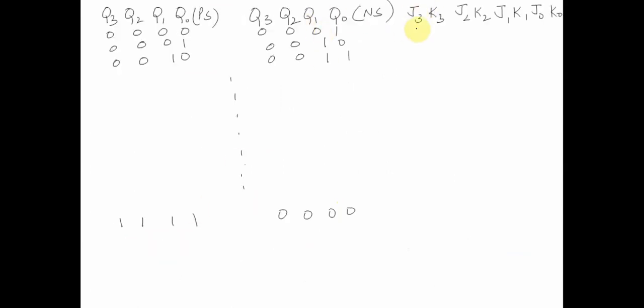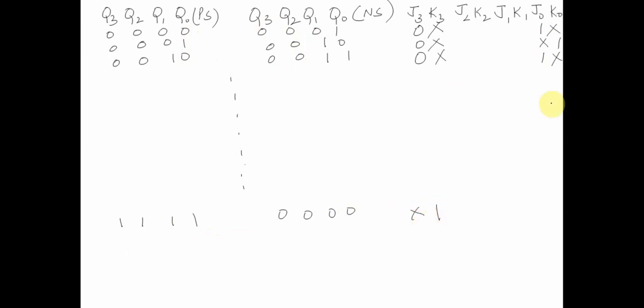For example, we are going from 0 to 0. This will be 0x, this will be 0x, this will be 0x. Similarly, going from 0 to 1, 1 to 0, 0 to 1, this will be 1x, x1, 1x. And if we go on, we are again having 1 to 0, which is nothing but x1.